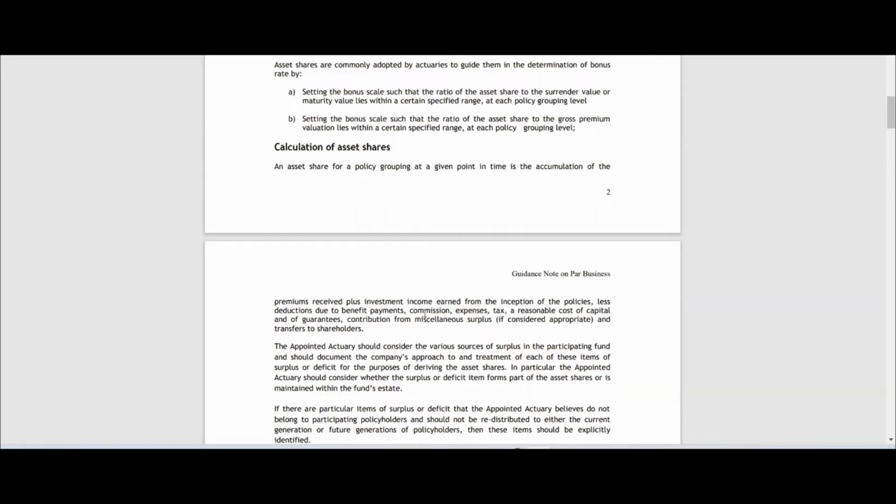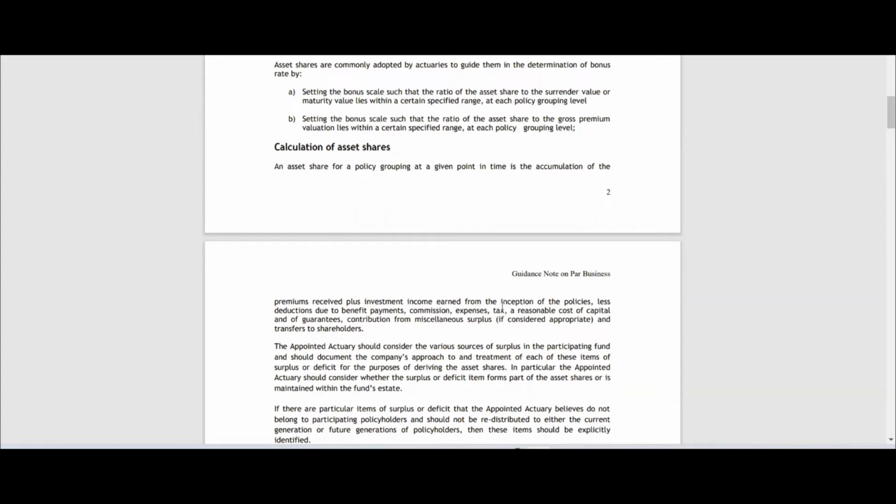Now, up to this portion we can easily understand, right? Benefit payment, commission, expenses. We can see that there is a policy, there is a fund that has been accumulated. Something is flowing in very easily, like premium is flowing in, investment income is flowing in, and deductions like benefit payment, commission, expenses, the tax, these are going out, right?